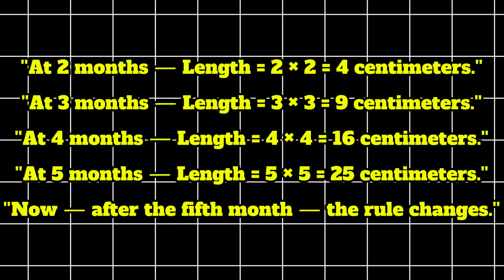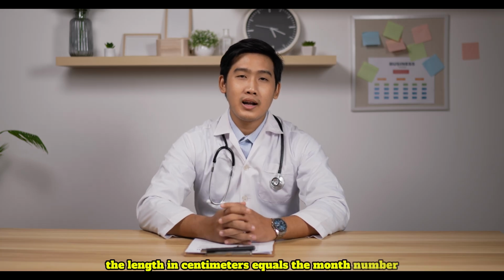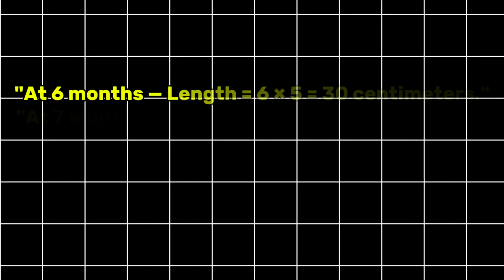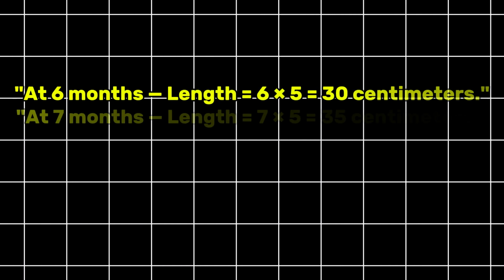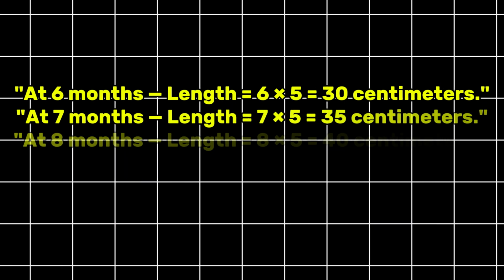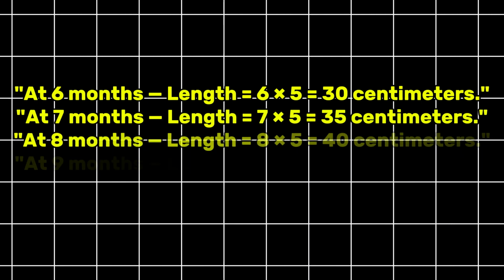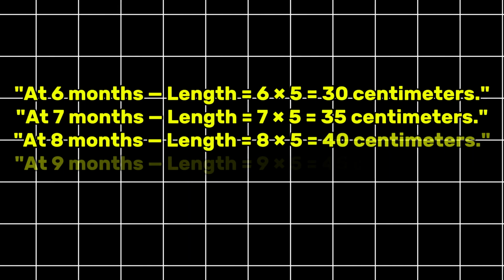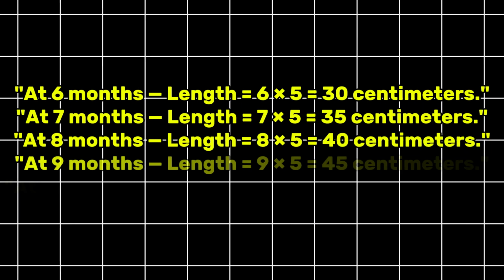Now, after the 5th month, the rule changes. For months 6 to 10, the length in centimeters equals the month number multiplied by 5. So at 6 months, length equals 6 times 5 equals 30 centimeters. At 7 months, length equals 7 times 5 equals 35 centimeters. At 8 months, length equals 8 times 5 equals 40 centimeters.